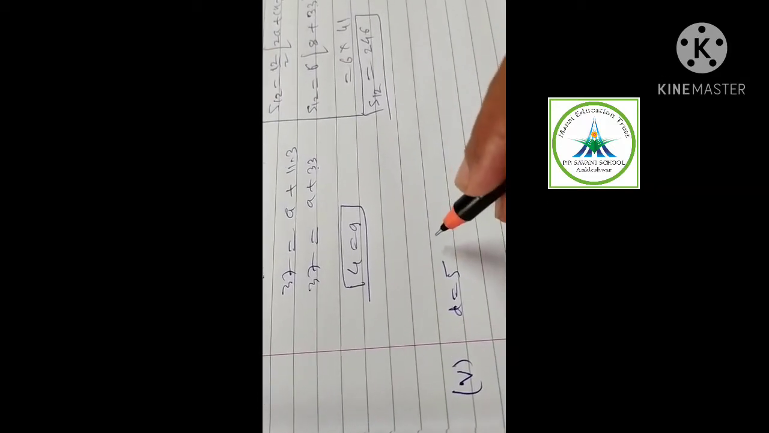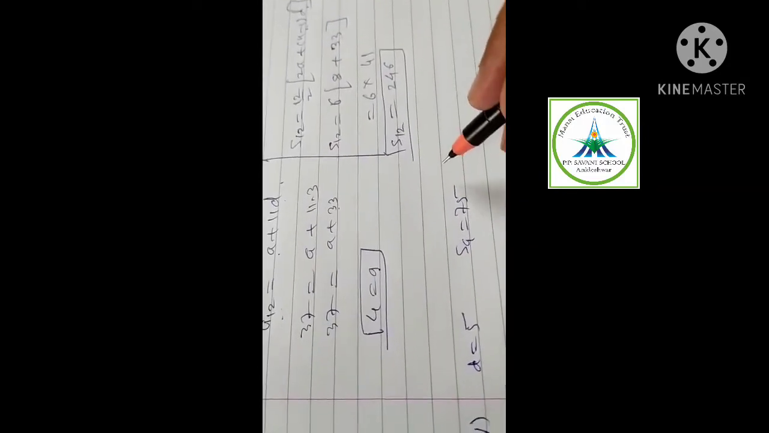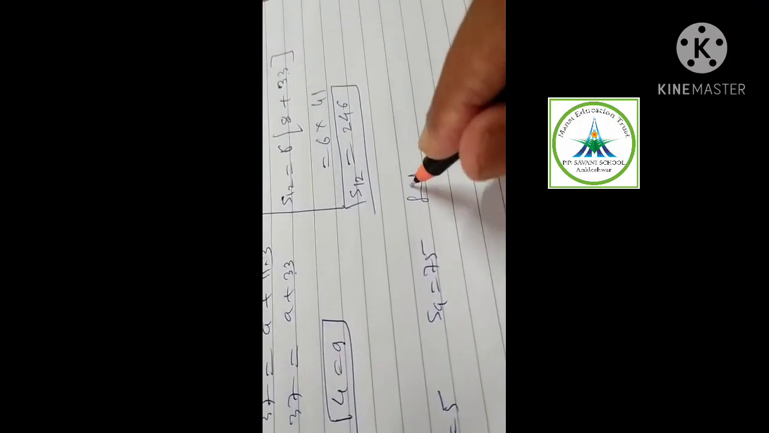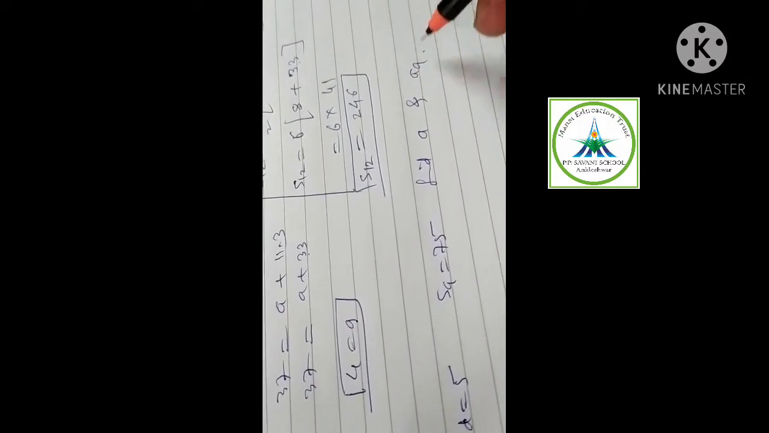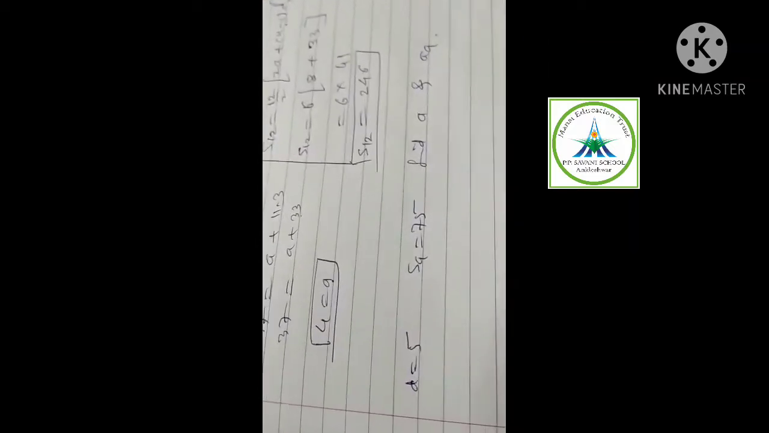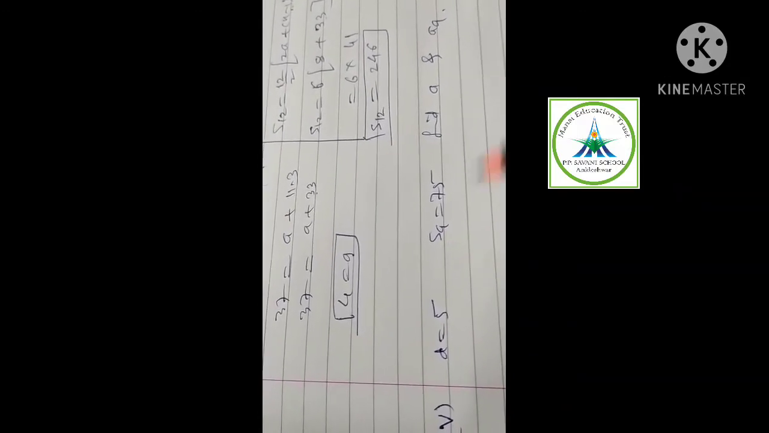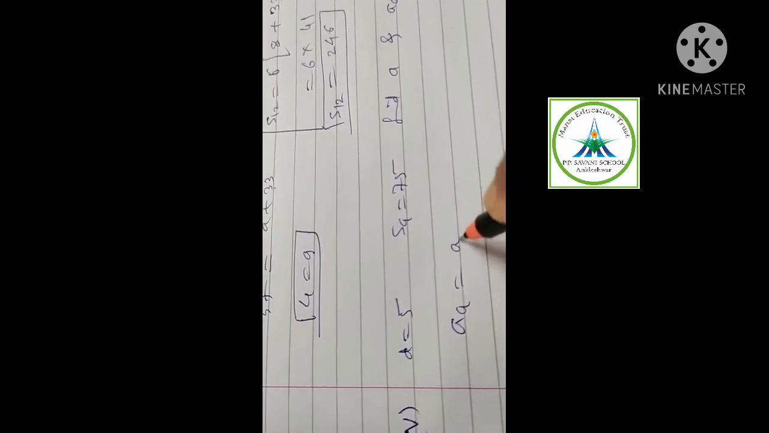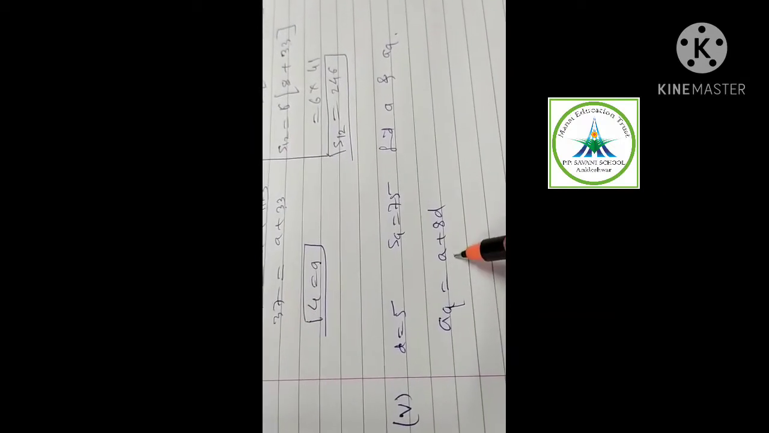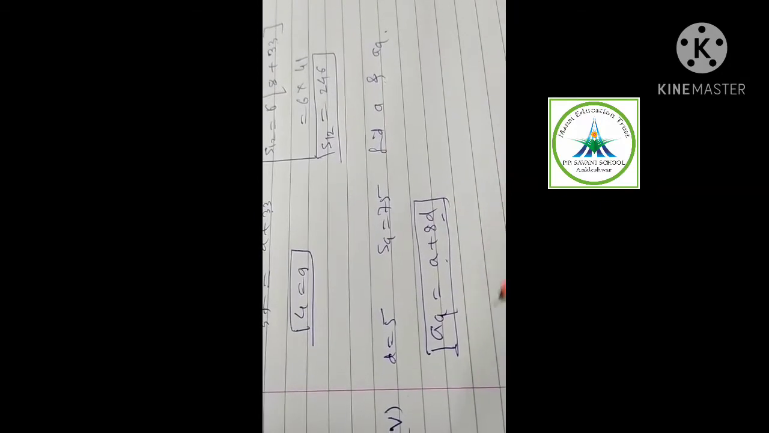D is given, 5. S9 is given, 75. The sum of 9 terms is given to you. Find A and A9. The 9th term is required. Now see, D is given, A9 is asked, A is asked. The formula for A9 is A plus 8D. We don't know A9, we don't know A, we only know D. So this formula I remember, but at present it is not useful.